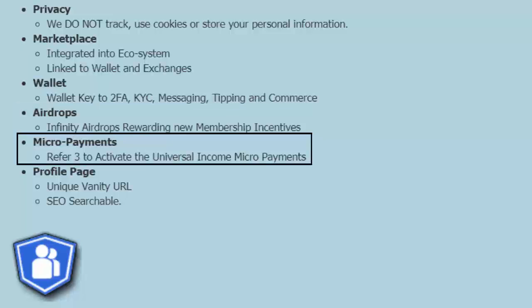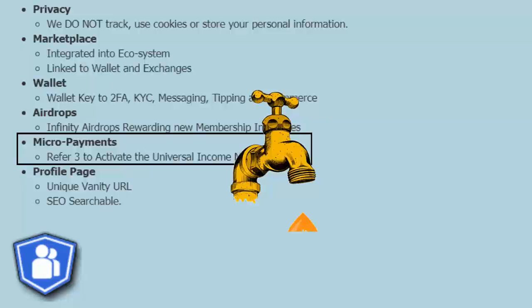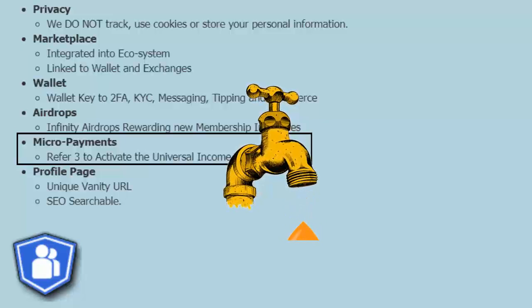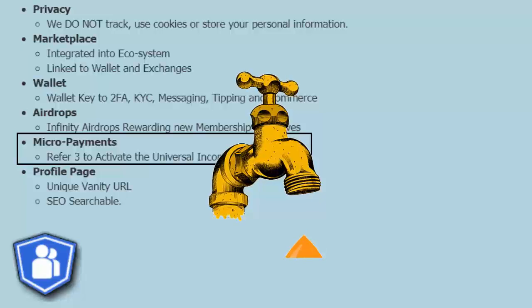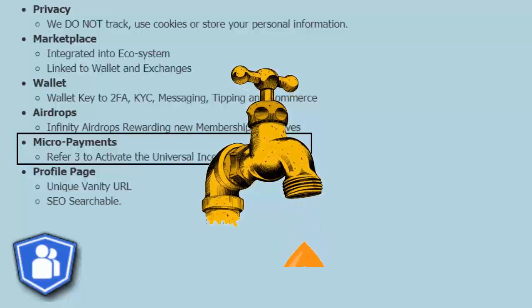Micropayments. Once you have referred 3, it activates the universal income micropayments. It turns everything you do in MarketHive into a faucet. Make a blog, get paid. Make a comment, get paid. Send out an email, get paid. Make a capture page, get paid. Get people signing up as associates, get paid. Get paid for everything you do.